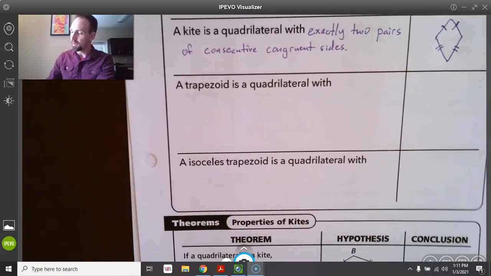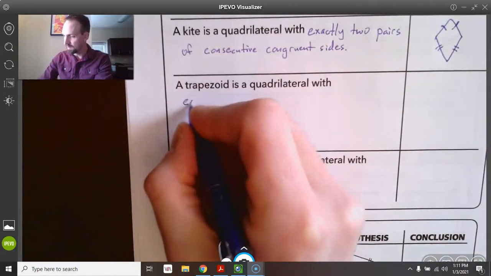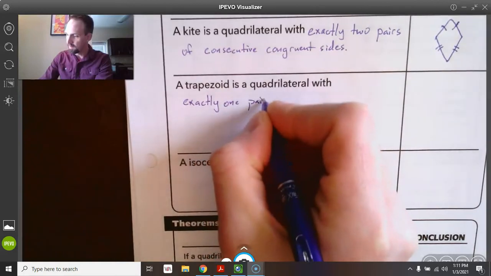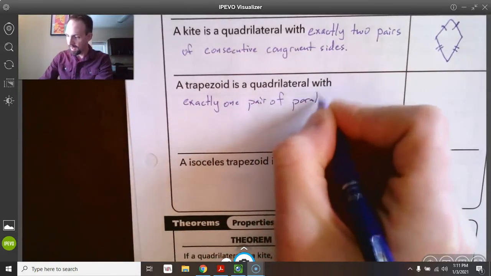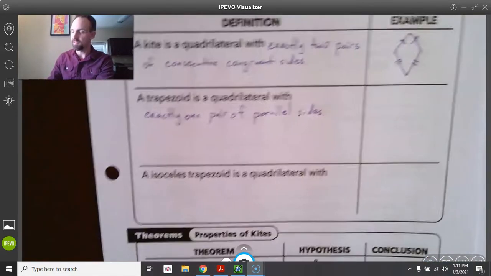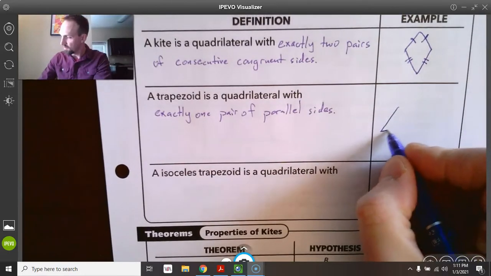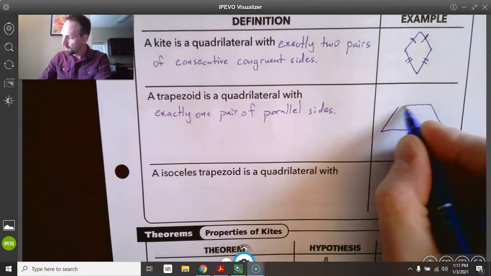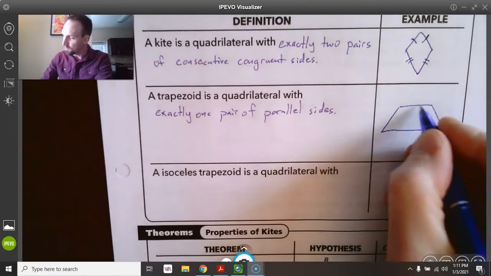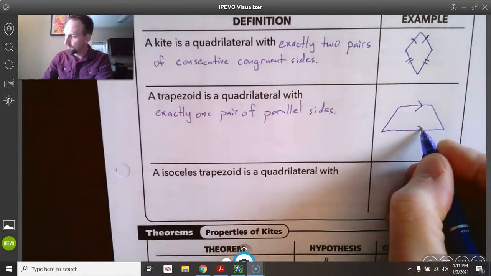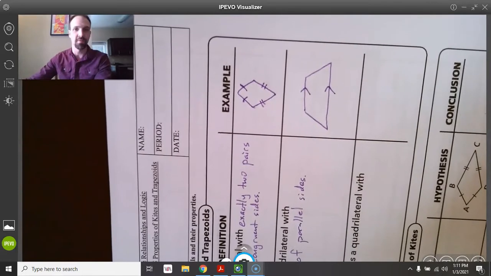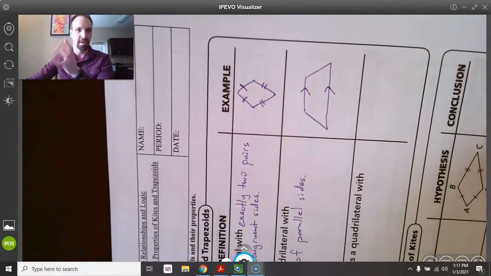A trapezoid is a quadrilateral with exactly one pair of parallel sides. Oftentimes we see a trapezoid where it looks something like this, where the larger side is on the bottom and the smaller side is at top. Doesn't have to be like that. Let me draw my parallel markings. It can also be on its side. There's really no side that it can be on, because remember we can rotate it.